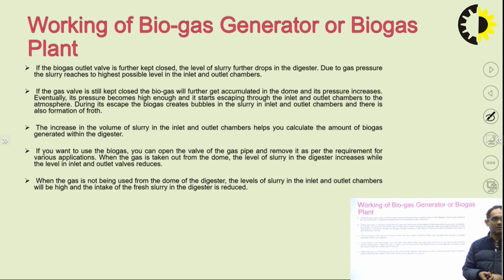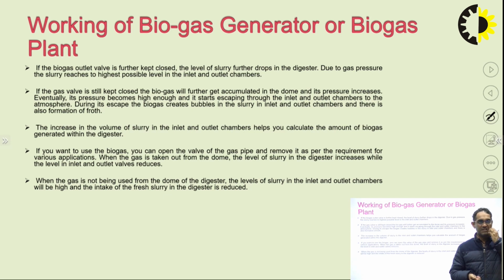If the biogas outlet valve is kept closed, the level of the slurry further drops in the digester due to the gas pressure. The slurry reaches the highest possible level in the inlet and outlet chambers, and if the gas valve is still kept closed, the biogas will further accumulate in the dome and its pressure increases. Eventually its pressure becomes high enough and it starts escaping through the inlet and outlet chambers to the atmosphere.